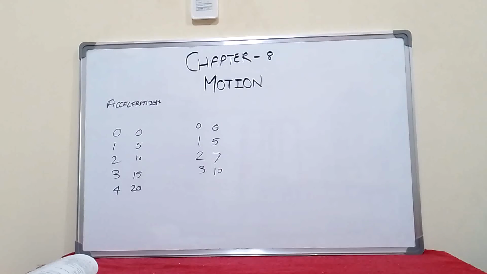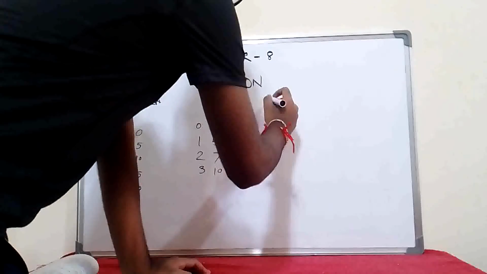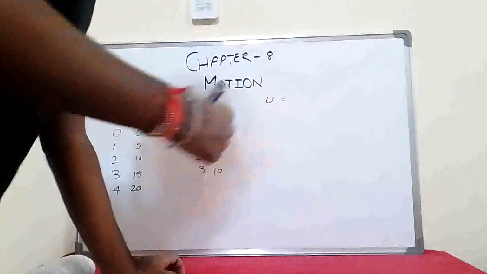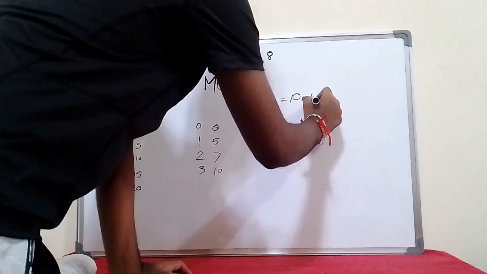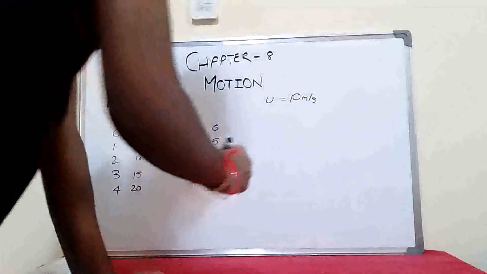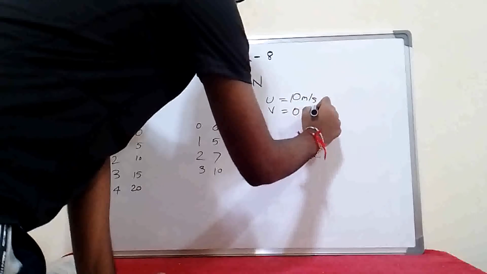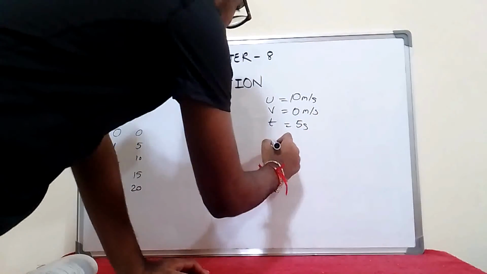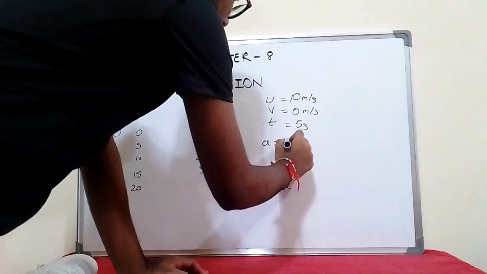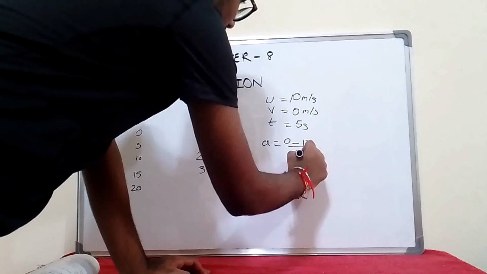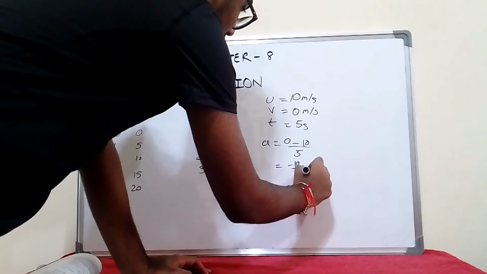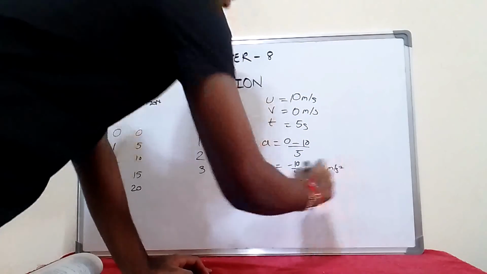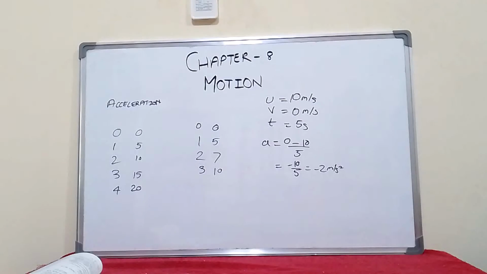And the acceleration can also be negative. For example, when the velocity decreases, take the initial velocity. If the car is moving with 10 meter per second and suddenly applies brakes, when you apply the brakes, the car comes to its rest, which is 0 meter per second. And if you took time, for example, 5 seconds here, then as we said, a will be equal to v, which is 0, minus 10 by 5, which is negative 10 by 5, equals negative 2 meter per second square. So negative acceleration is also called deceleration or retardation.